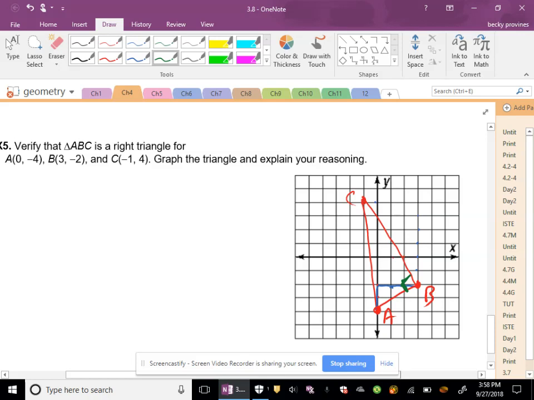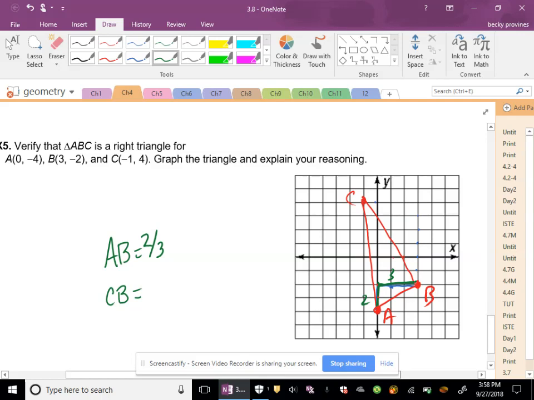So what we're going to do is find the slope of line AB, and then find the slope of line CB, and hopefully those are opposite reciprocals. So let's find the slope of line AB. So I'm going to go up and over. I'm going to go up 2 and over 3. 2, 3. And it is positive because I'm running to the right.